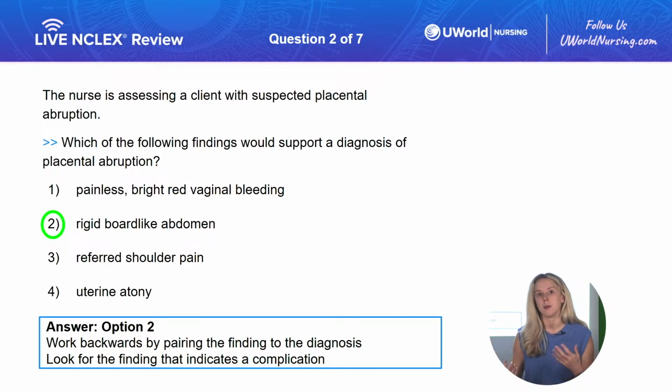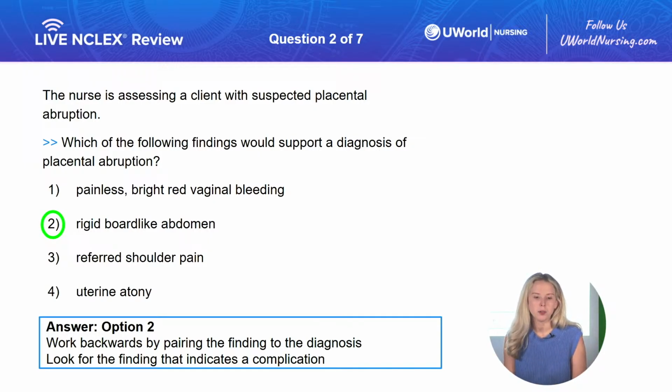It typically won't be painless bleeding. So option 1 is incorrect. 2 is our correct answer. That rigid board-like abdomen is a hallmark sign of placental abruption. So when we see that board-like abdomen, I want a little alarm to go off in your heads to start thinking about placental abruption.